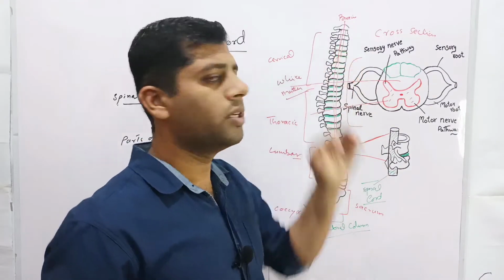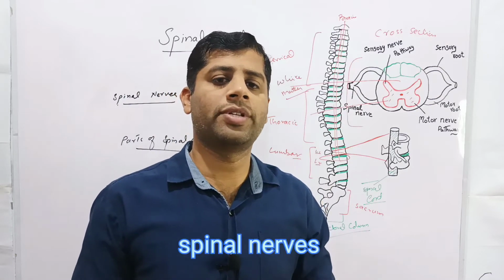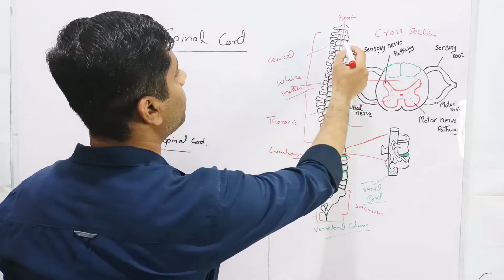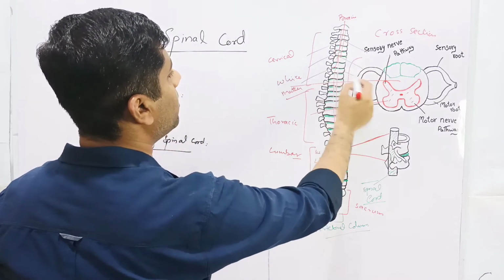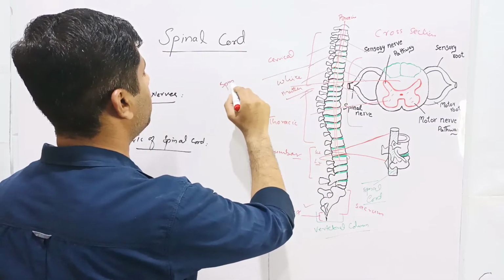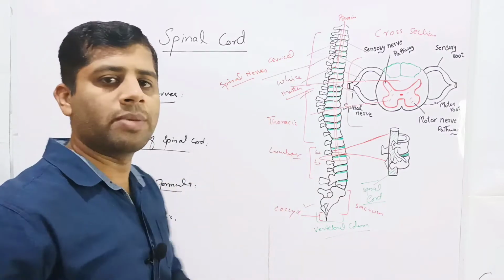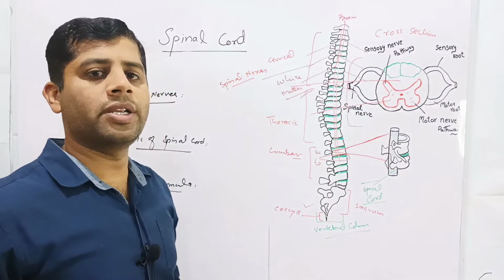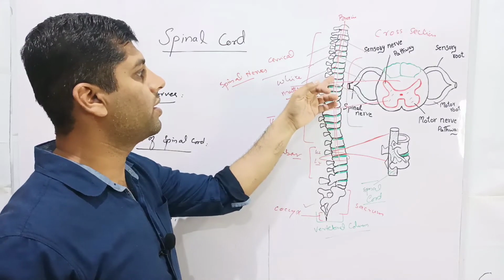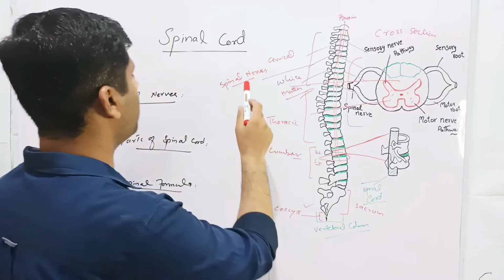From the spinal cord, pairs of nerves arise from both sides, on the right as well as on the left side. These nerves are called spinal nerves. So the nerves which arise from the spinal cord on both sides in the form of pairs are called spinal nerves, while the nerves which emerge from the brain are called cranial nerves. We are not discussing the brain here; we are focusing on the spinal cord.